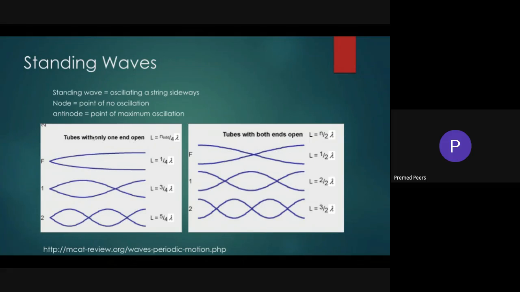So a node is this point, this point, this point, this point, this point, this point. A point of no oscillation, which basically means, like this is your x-axis, and there's no motion. So when you have a standing wave, the string is moving constantly, but at these points of nodes, there is no movement. Whereas antinodes, that's where you're going to get maximum oscillation. So this point would go up and down, up and down. So that's the maximum oscillation.